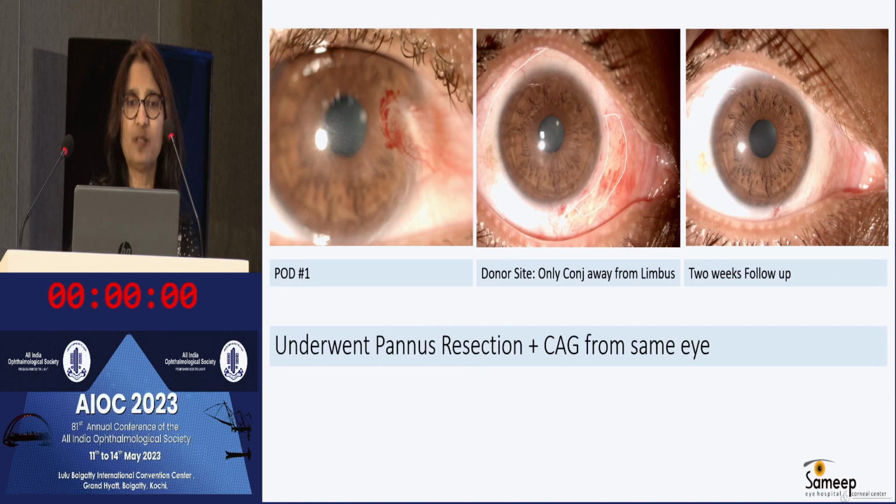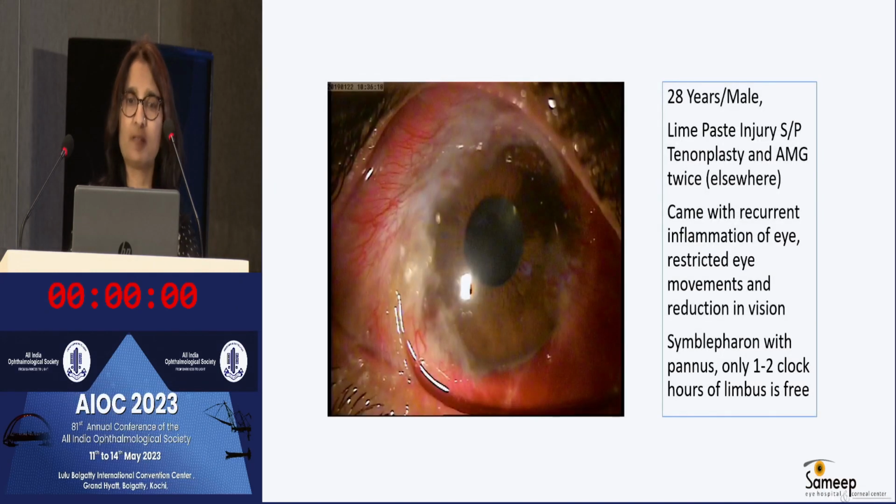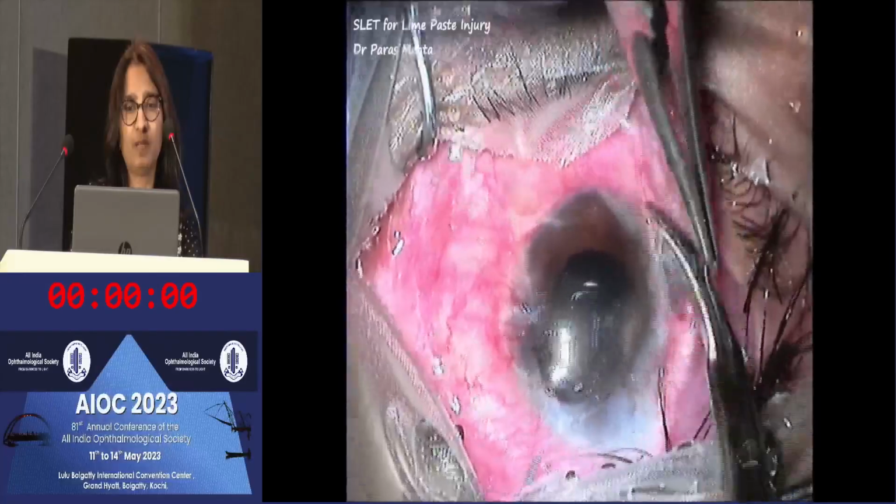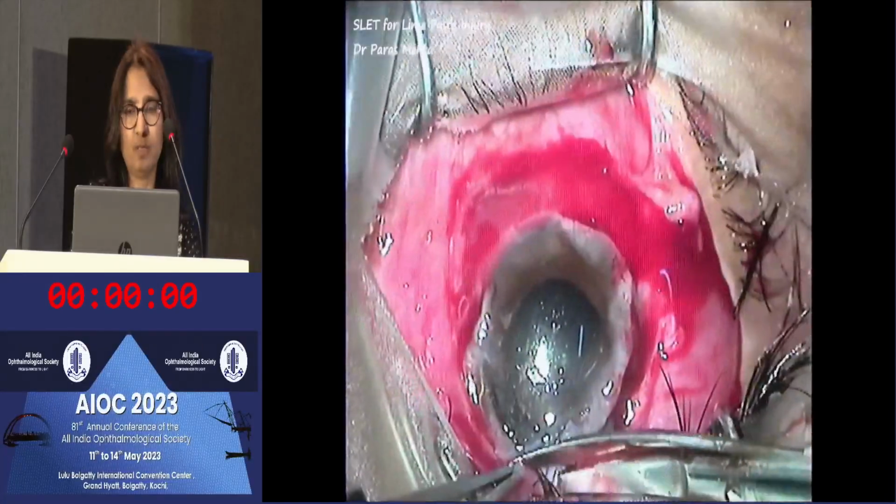As you can see here in the marking areas. This was another case where you can see a patient of lime paste injury with very severe symblepharon formation, and almost the lower lid is attached to the limbus, to the bulbar sclera, and only 1 to 2 clock hours of limbus is free of conjunctivalization.